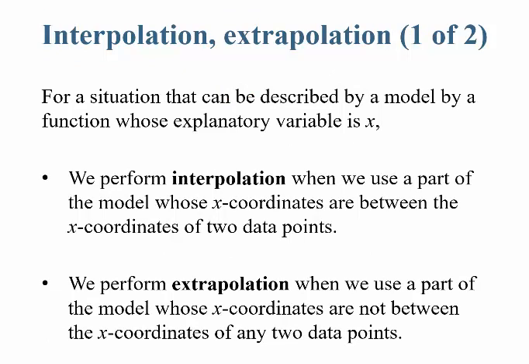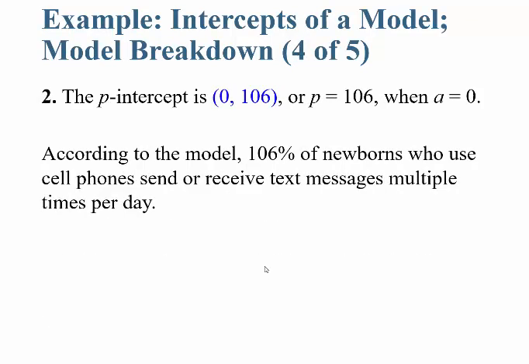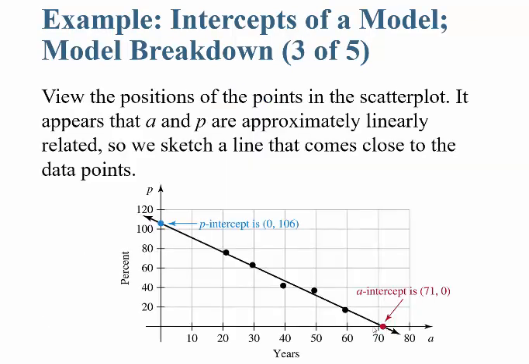And we perform extrapolation when we use a part of the model whose x coordinates are not between the x coordinates of any two points. So extrapolation is what we use when we're using the model to predict points that are not between any x points, past the first one or past the last one.